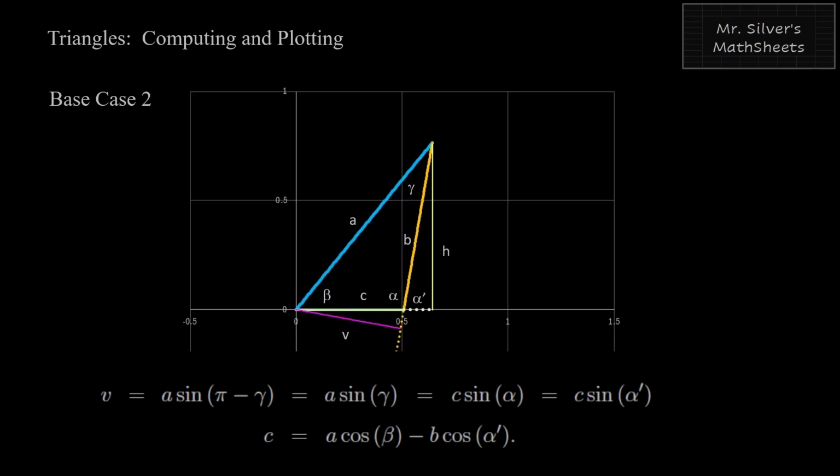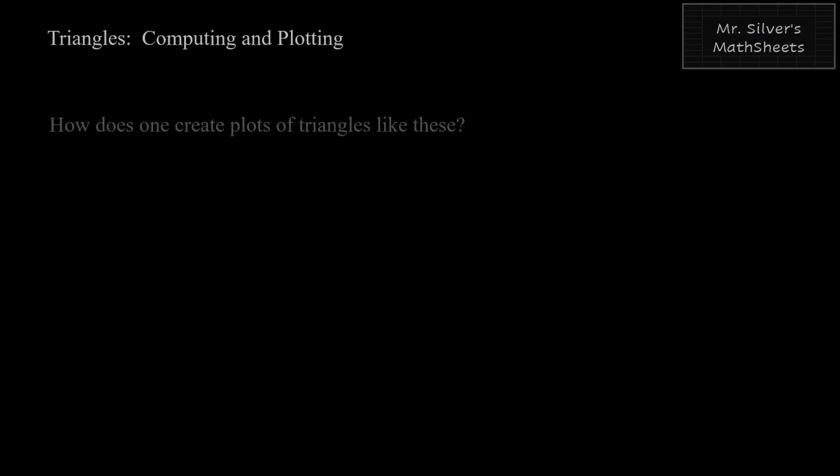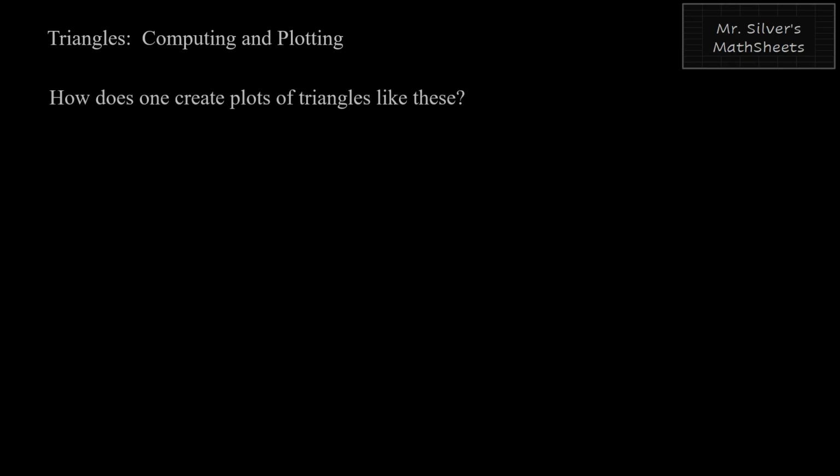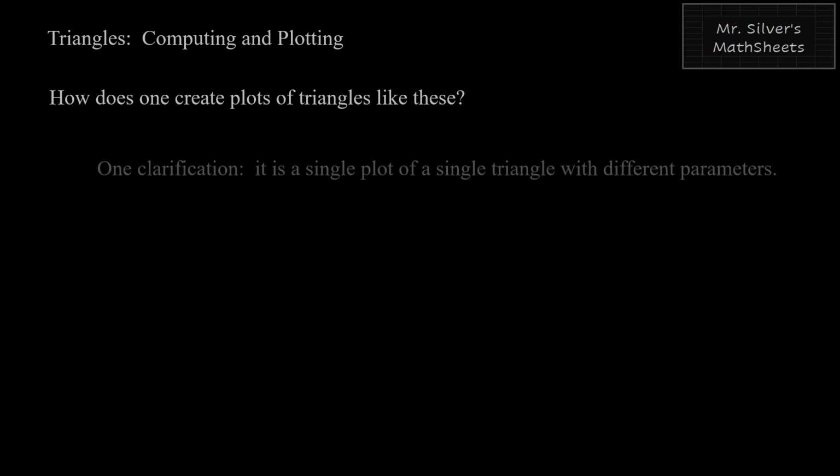And here's another plot, A, B, and C the same, but this time the altitude H is off to the right, and there's an extension of C to meet that H. Then V is down to below the baseline, and there's an extension of B to meet V. So how does one create plots of triangles like these?